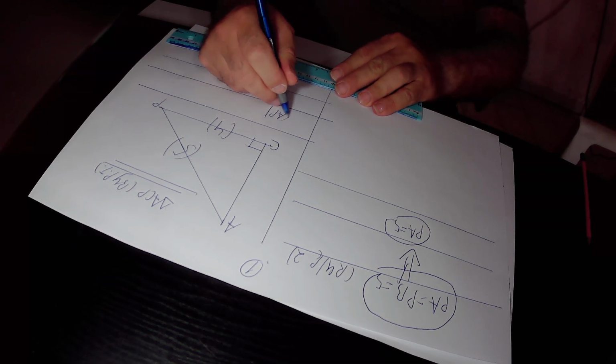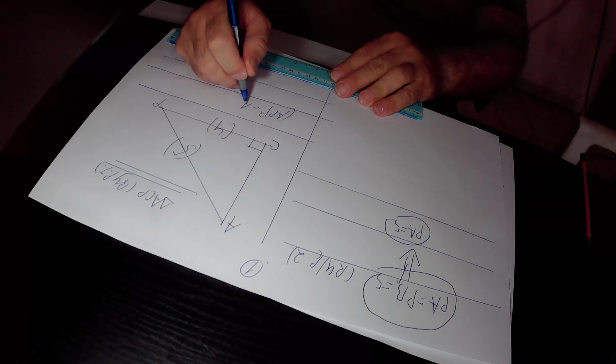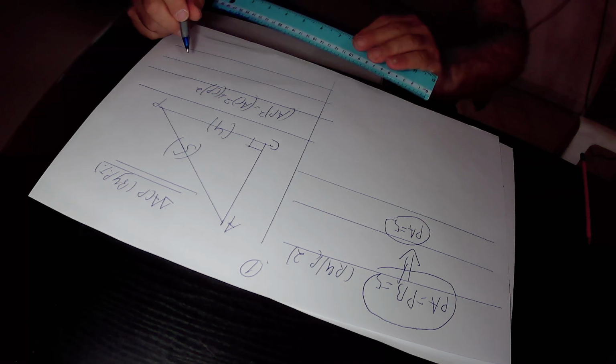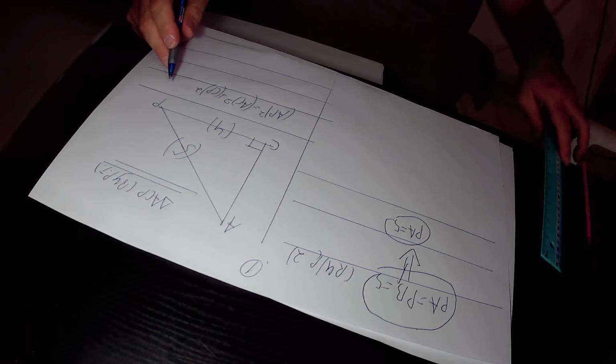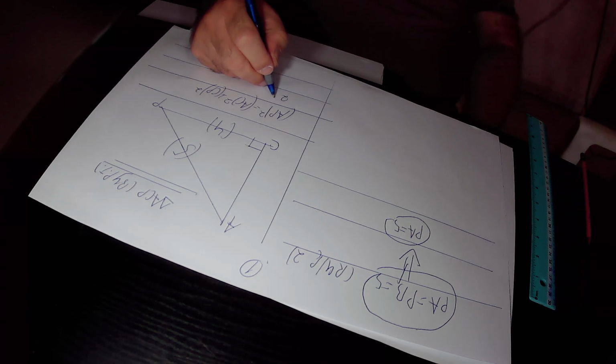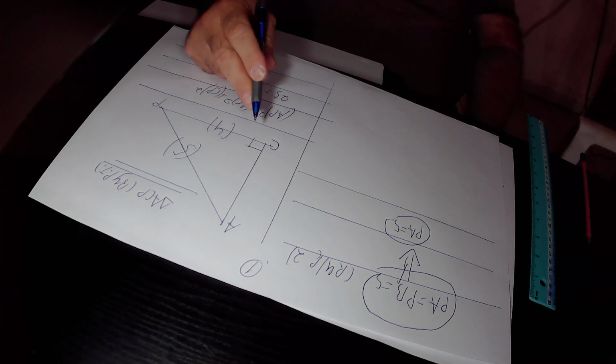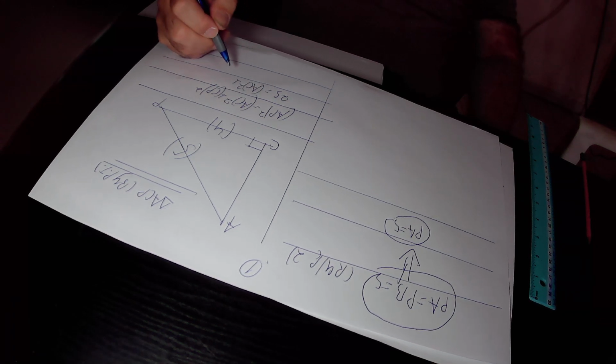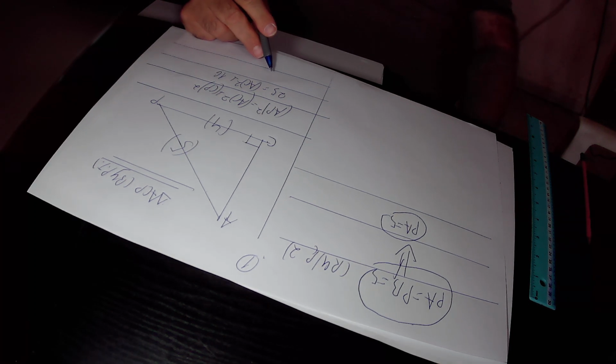AP squared equals AC squared plus CP squared. AP is 5, therefore AP squared is 5 squared, that is 25. And it equals AC squared. AC is the missing side, so we leave it as it is. AC squared plus CP squared. CP is 4, therefore CP squared is 4 squared, that is 16. So in total we find that 25 equals AC squared plus 16.